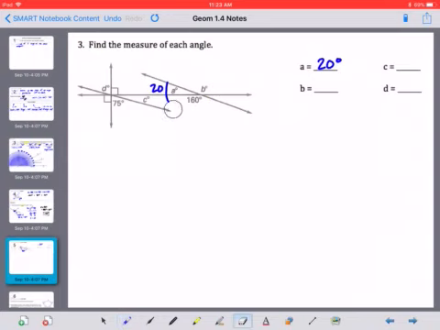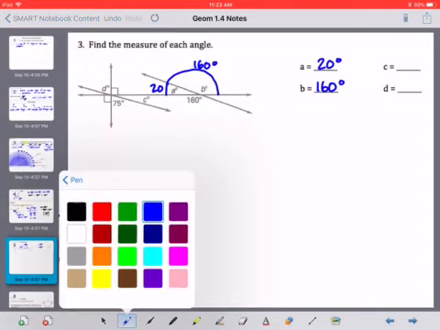And likewise, we can use that same idea with angles A and B. Those form another straight angle. So angle B has to be 160 degrees, so that these two would add up to 180.